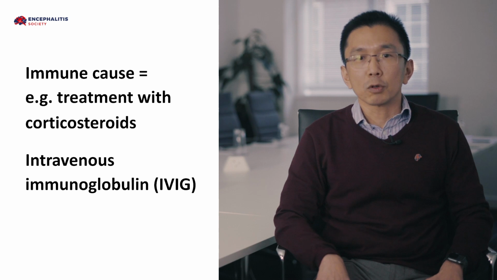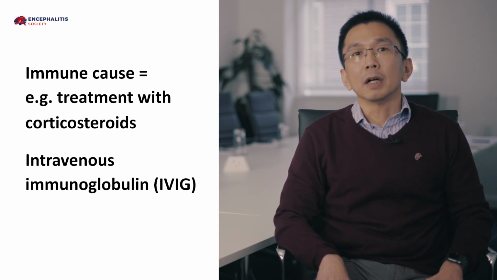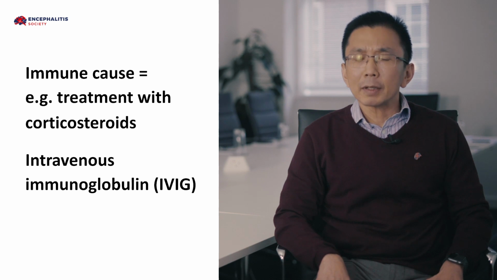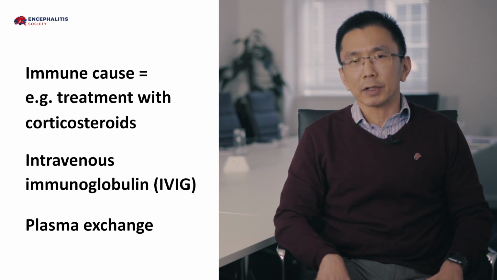So these are very strong treatments to suppress the immune system. IVIG is often used, and these are immunoglobulins that are pooled from many donors that appear to have an immune suppressive or immune modulating role. Or in sicker patients, a form of plasma exchange can be used, whereby all the humoral components of the immune system are removed to make you better quicker. On occasions, when we are still unclear as to whether the cause is immune or infectious, both strategies could be used together.